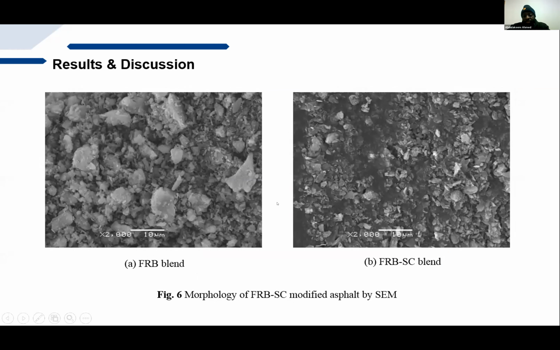Here we have the morphology using the SEM, the scanning electron microscopy. On the left is the FRB blend of the asphalt before surface modification. On the right is the one after surface modification. So we notice there's a lot of coagulation that is visible here. However, following surface modification with the silane coupling agent, most of the free energy on the surface of the asphalt has been absorbed and better dispersibility was observed.